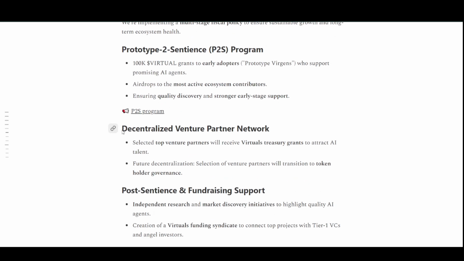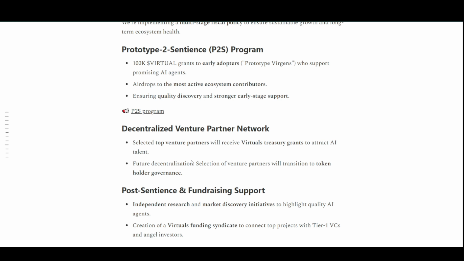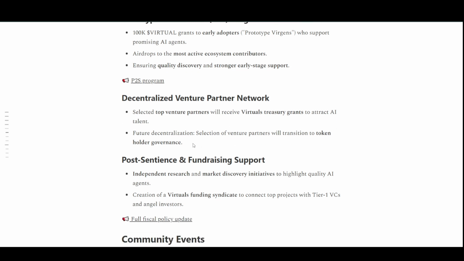They also have a decentralized venture partner network, so selected top venture partners will receive virtual treasury grants to attract AI talent. Basically they will be giving out some of the virtual tokens to these venture partners, so keep that in mind. Of course they will be used to attract AI talent, and eventually that will most likely end up contributing to virtual itself, because we'll most likely see more growth in virtual agents, so that's pretty good.